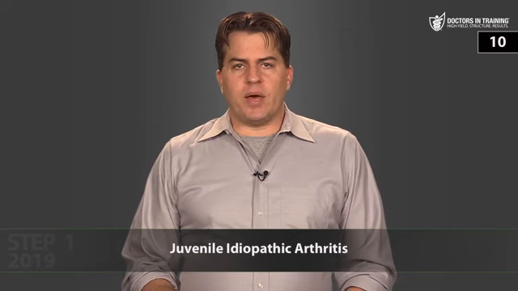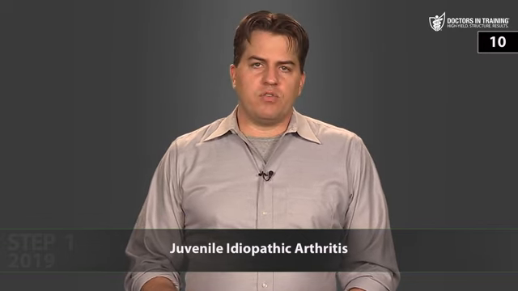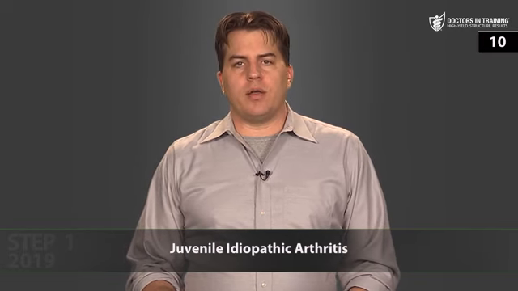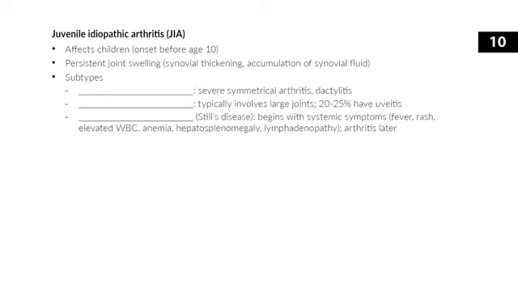And let's talk briefly about a type of arthritis called juvenile idiopathic arthritis. It used to be called juvenile rheumatoid arthritis, or JRA, but they've changed the name to JIA, juvenile idiopathic arthritis. JIA is a disease of children characterized by onset, usually before age 10. The classic feature is persistent joint swelling caused by thickening of the synovium and accumulation of synovial fluid. There are 3 types of JIA.